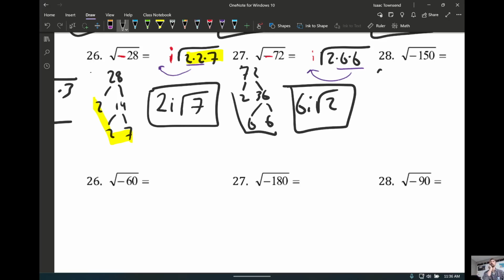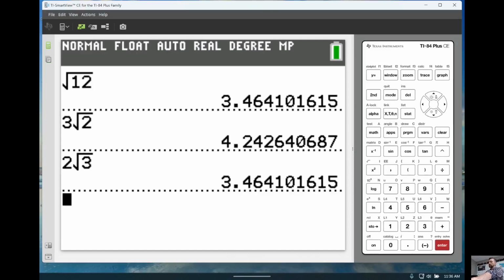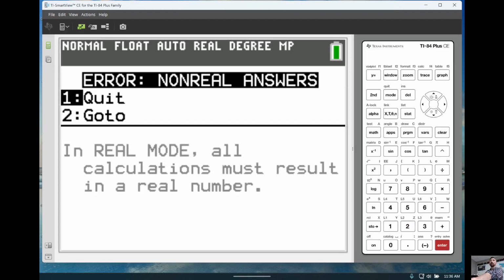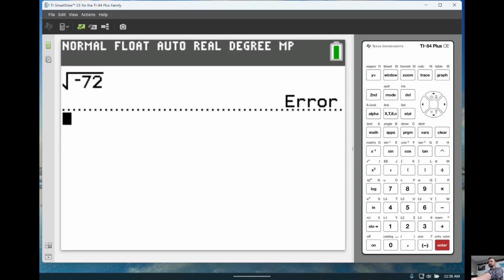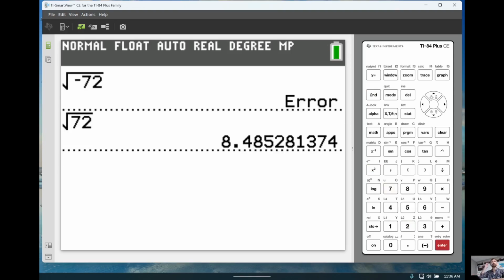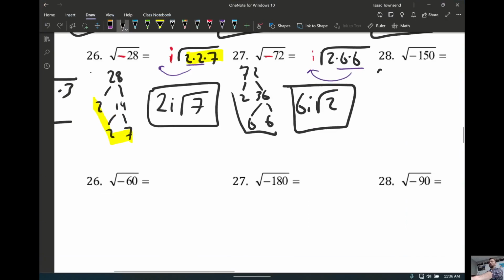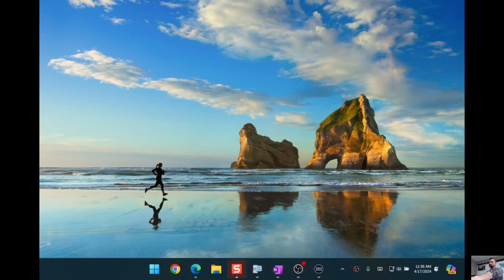Now, even though I did just say that your calculator can't do this for you, it can almost help you check. I did mention this on a previous question. But again, if you ask your calculator, what's the square root of negative 72? It's not even going to try. Non-real answer. But you could say, well, what is just the square root of 72? What is 6 square root of 2?